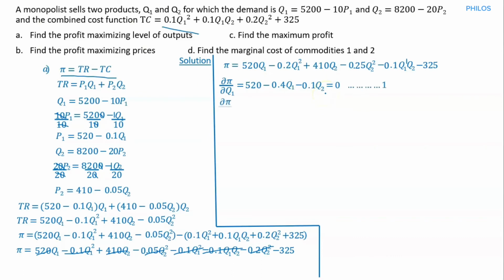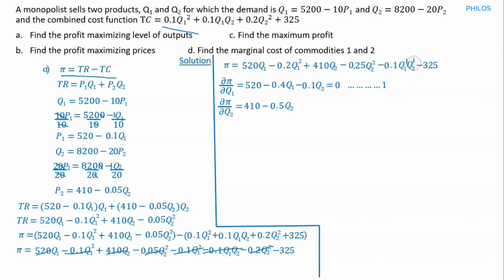Then let's also differentiate profit with respect to Q2. So differentiating profit with respect to Q2, there is no Q2 here, so it's 0. There is no Q2 here also, so it's 0. But there is Q2 here. So when you differentiate this with respect to Q2, you get 410. Okay. And then let's differentiate this also with respect to Q2. 2 times 0.25 will give you minus 0.5. Okay. And then we subtract 1 from the exponent. That becomes Q2 exponent 1, which is Q2. Okay. Then let's also differentiate this with respect to Q2.